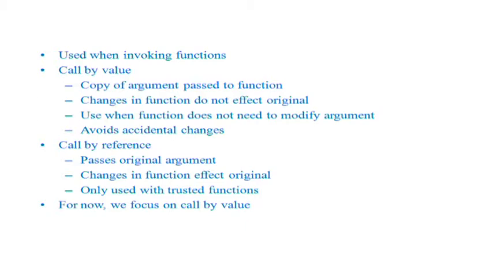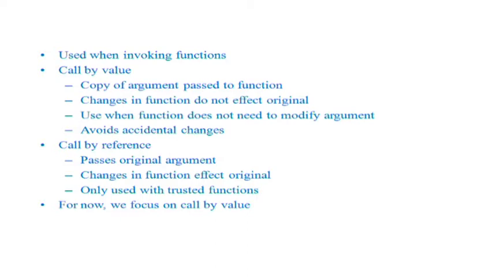What is call by value? The copy of the argument itself is passed to the function. Changes in the function do not affect the original. Use it when the function does not need to modify the argument. It avoids accidental changes. These are the benefits that we get out of call by value.